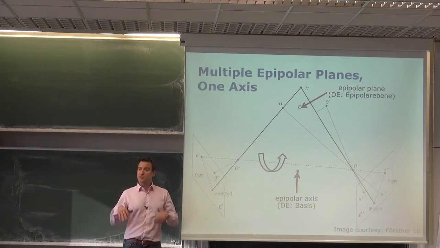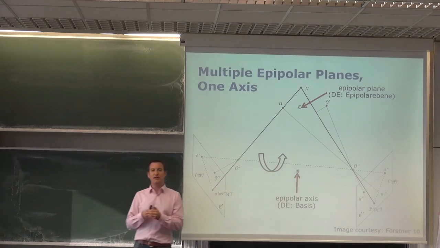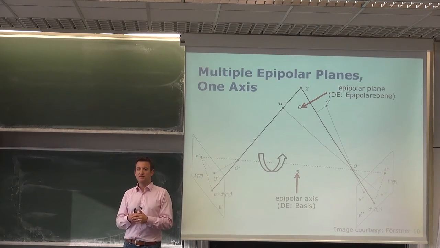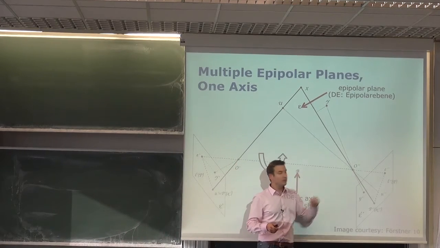So that also means that the space of epipolar planes is constrained. Not all possible planes in space are possible, only those which include these two points over here.